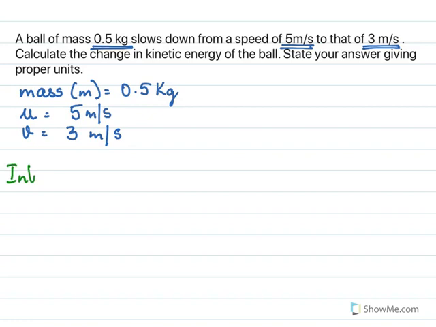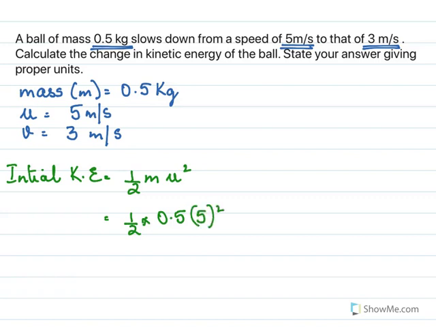So let's first find out the initial kinetic energy. Initial kinetic energy will be half m u square. So half m is 0.5 and u we saw is 5 square. I'll just keep it here, I'm not going to calculate. And then we have final kinetic energy, half m v square. So half m here is 0.5, final velocity is 3 square.